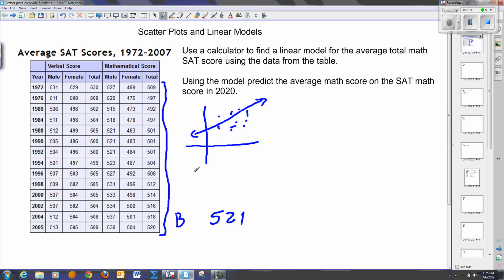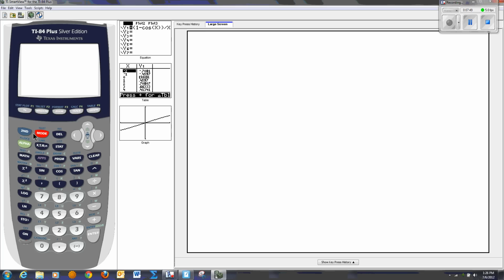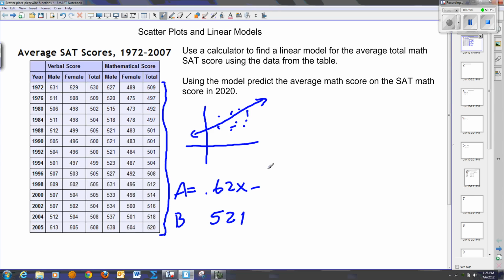So we found out our answer for B is about 521. And if we want our answer for part A, what was that least squares line? I believe it was 0.62x minus, well, let's go find it. Let's go back to our window. It's not there anymore. I think it was minus 743 point something. All right, so that would be the two equations for this least squares line and the predicted value.